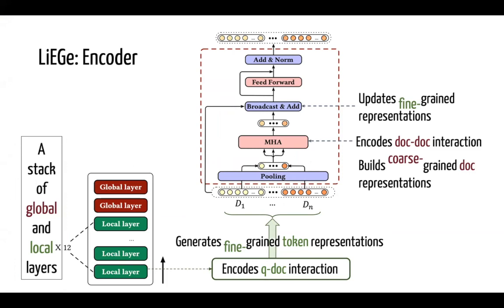Each time we do the local layer, we have a global layer that updates document representation, and inside this global layer, we have a broadcast and add operation that updates the fine-grained token representation of documents. We need document representation so that we can generate fluent and coherent descriptions out of those detailed representations. Thank you.